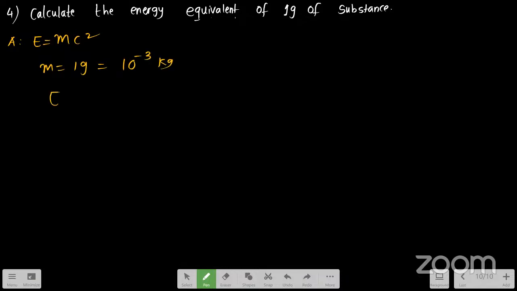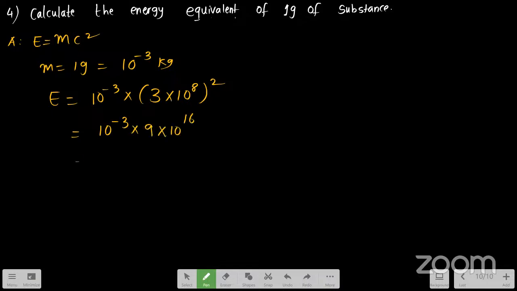So if I substitute that value, what I will be getting? 10 power minus 3 into c square. C square is nothing but 3 into 10 power 8 whole square. So how much this will become? 10 power minus 3 into 9 into 10 power 8 to the how much? 16. So this will become 9 into 10 power 16 minus 3 will become 13 joules.